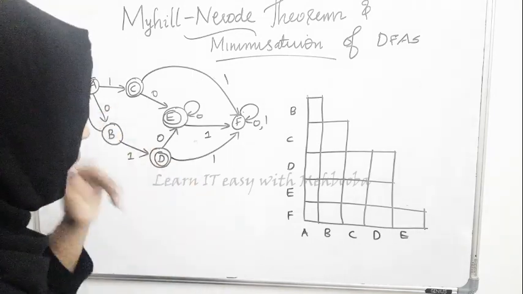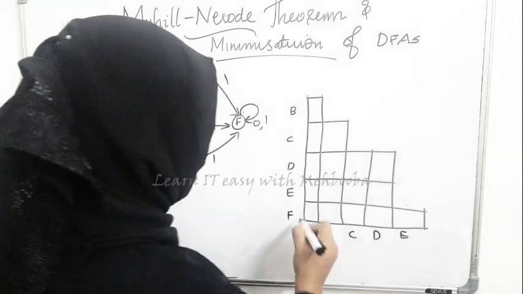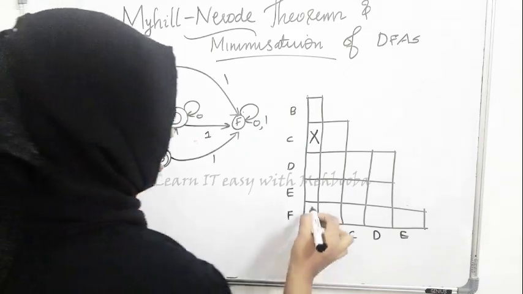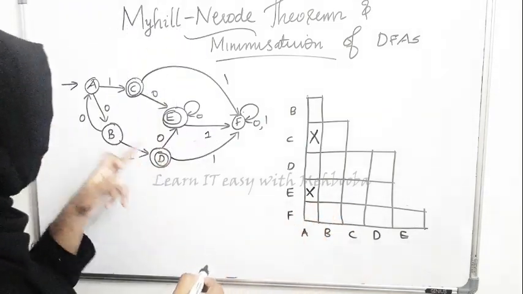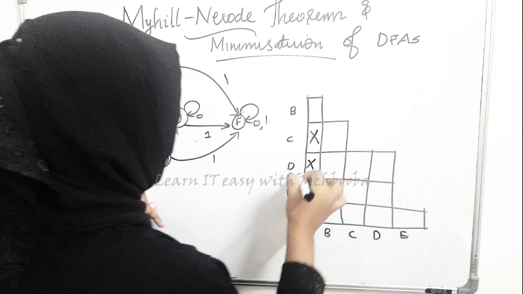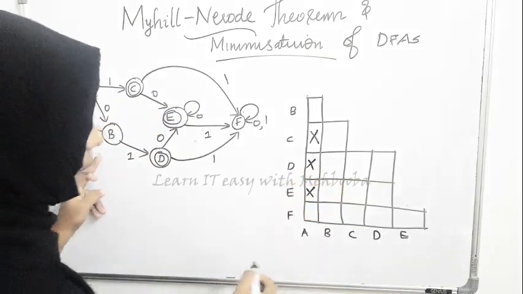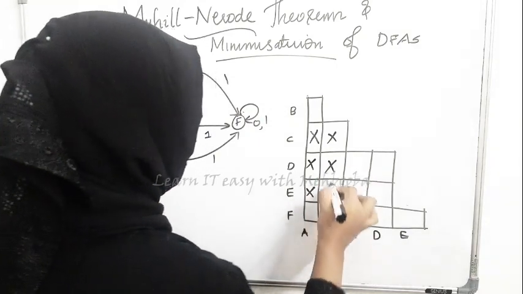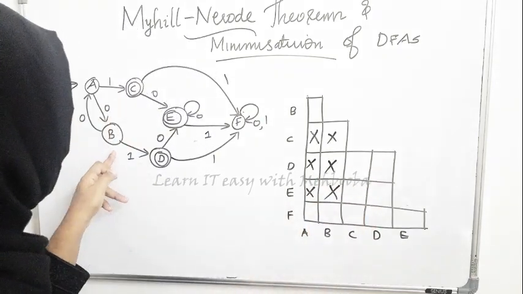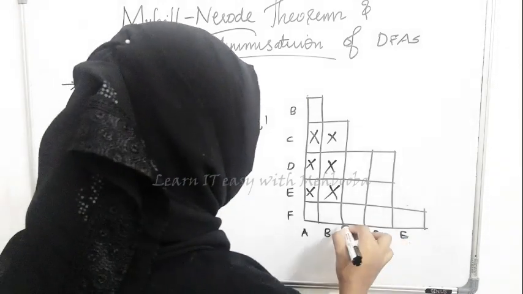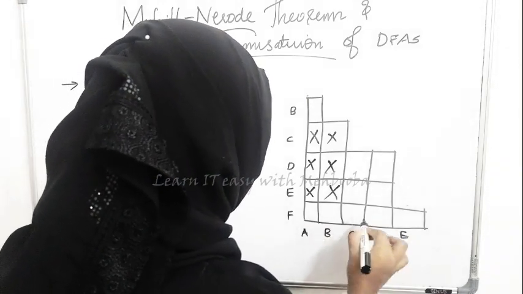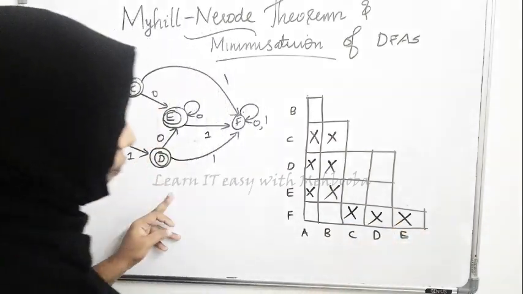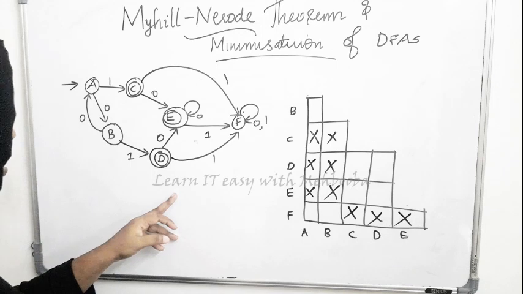So AC is a final state, non-final state pair. So that is never going to be equivalent. Now AE is avoided. Now AD can never be equivalent. Similarly BC is never going to be the same. BE is never going to be the same. BD is never going to be the same. Similarly, FC is never going to be equivalent. F and D are never going to be equivalent. F and E are never going to be equivalent.